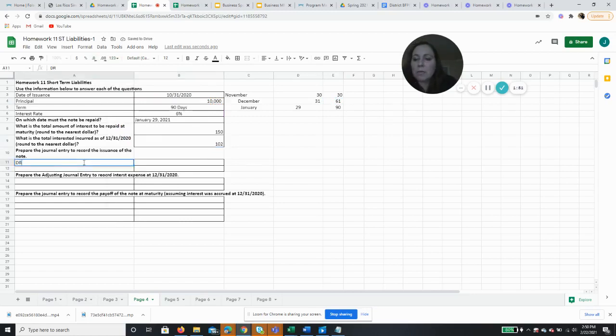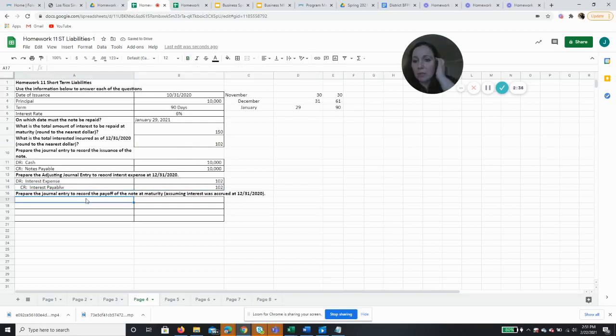So at the date of issuance, we're going to debit cash, because we get cash for the amount of the principal. That's how much cash we're going to get. We're going to credit notes payable for that same $10,000. And the adjusting journal entry as of 12/31 is going to be a debit to interest expense for 102. That's how much interest we owe at 12/31. And since we're not going to pay it on 12/31, we're going to credit interest payable for 102.